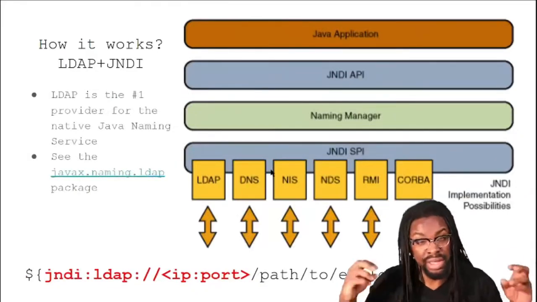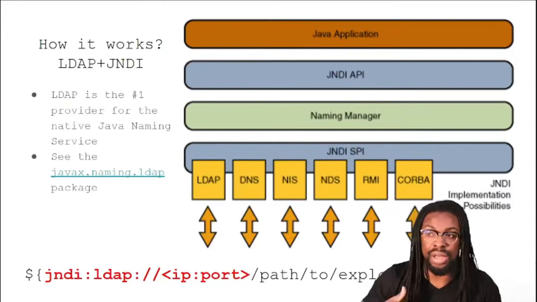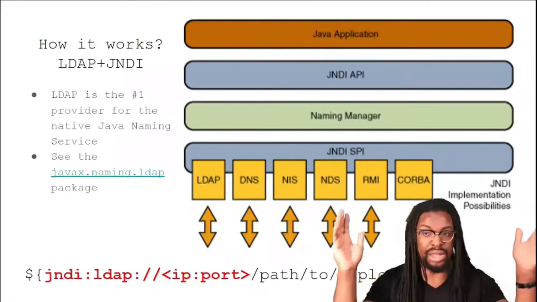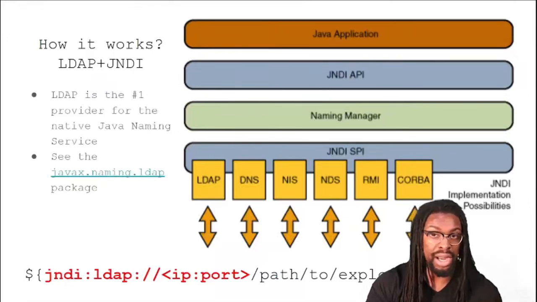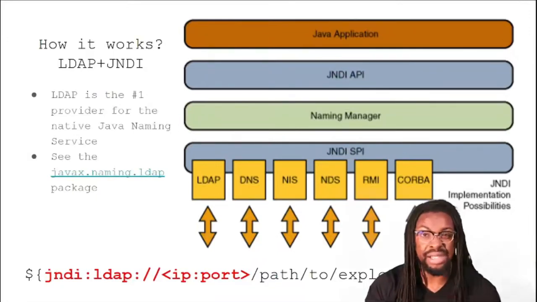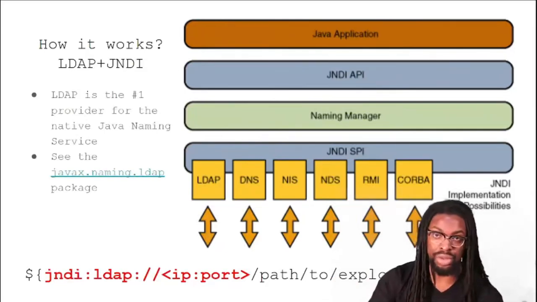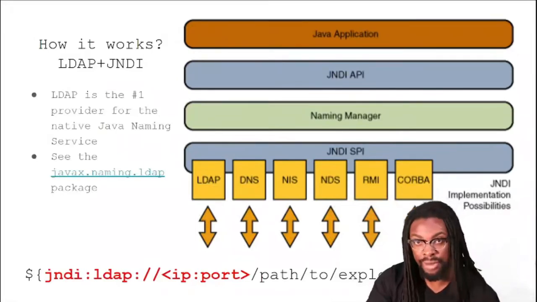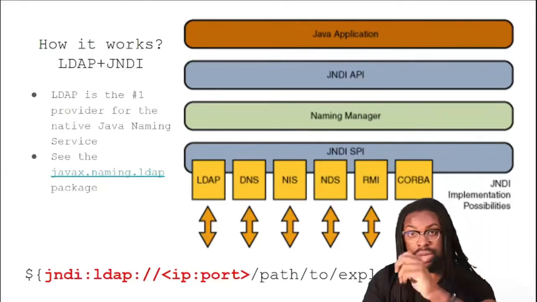And so, to dive deeper into the weeds, LDAP is the number one provider for the JNDI SPI. So you've got your Java application globally, and then the JNDI API and the naming manager. One of the best ways to explain the use case of JNDI is DNS. Remember, in DNS, you don't memorize a series of octets and route to them manually through your browser. What you do instead is use a human-friendly identifier, like a host name, such as defcon.org, google.com, etc. And then the DNS service routes the human-friendly name to the machine-readable identifier.